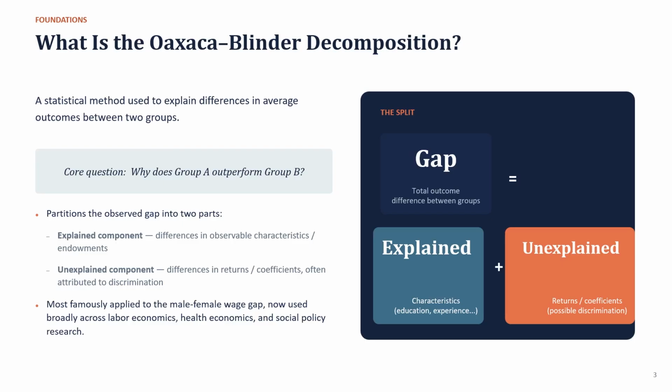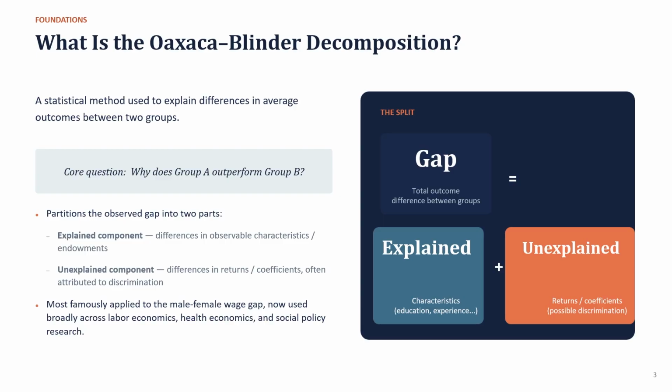Oaxaca-Blinder is a statistical decomposition method. It takes the average outcome gap between two groups, say for example group A and group B, and neatly splits that gap into two components. The first component is the explained part. This is the portion of the gap that comes from observable differences in characteristics. For example, if men have more years of education or more work experience on average than women, that explains some of the wage gap.